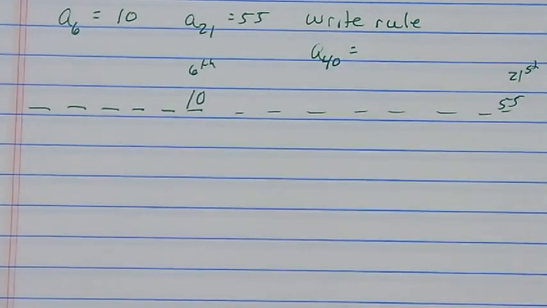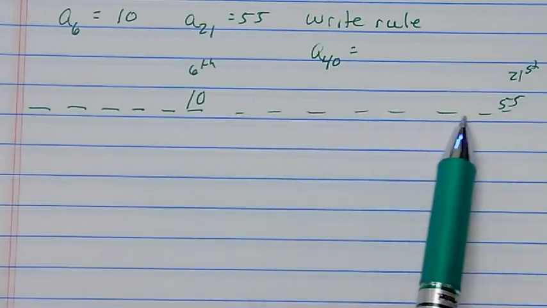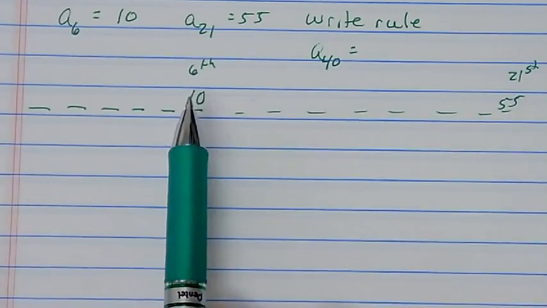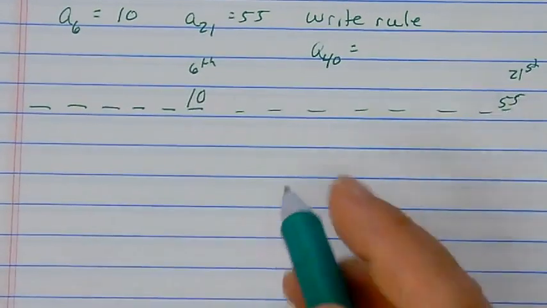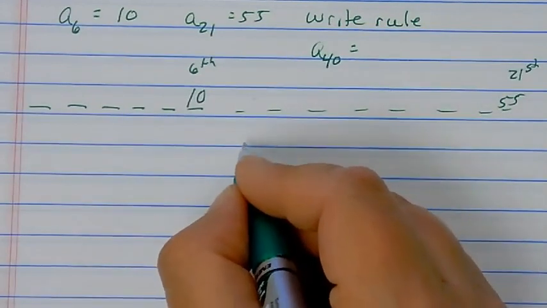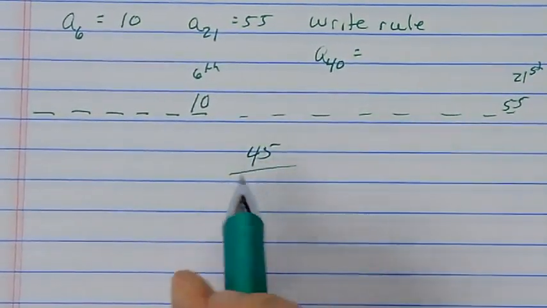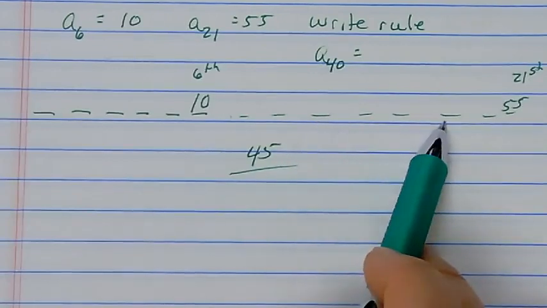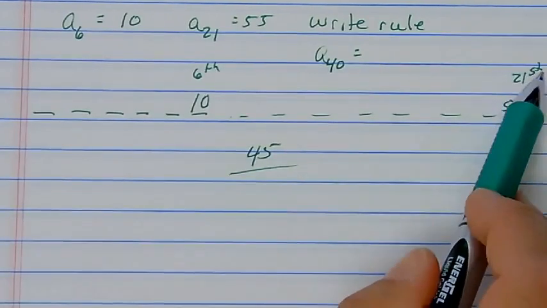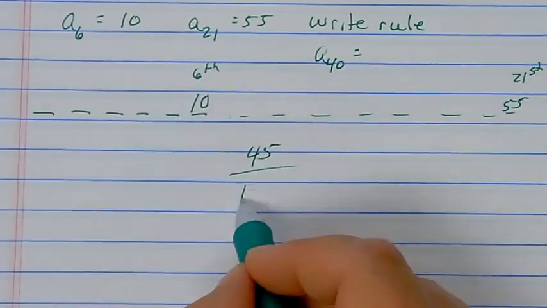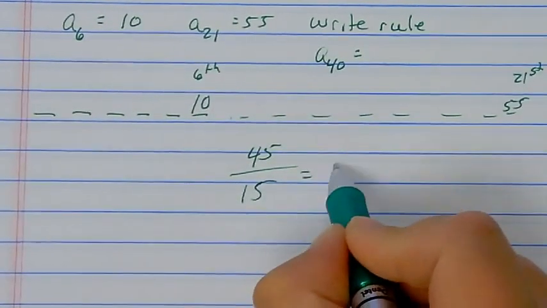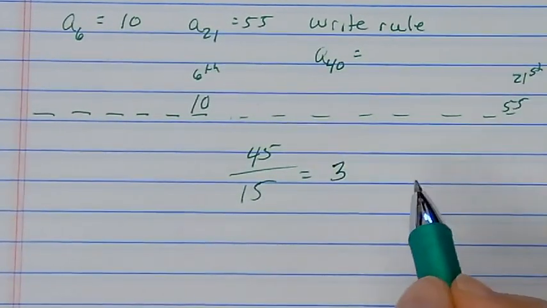So what I first need to figure out is what the common difference here is. The common difference from 10 to 55 is 45. But that has to be divided amongst how many places? Well, from the 21st term to the 6th term would be 15 places. So the common difference here is going to be 3.